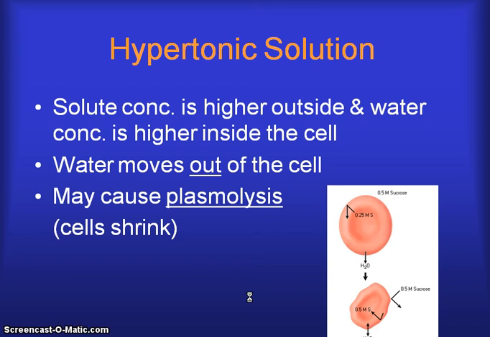Take, for instance, putting a grape into a very concentrated sugar water solution. The pure water is going to be in a higher concentration inside the grape than out. So the water will diffuse out of that grape and it will start to shrivel up. And that process of cells shrinking due to that water loss is called plasmolysis.